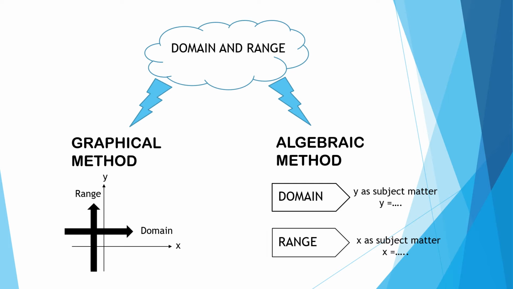To find domain and range, we have 2 methods that can be used. It is a graphical method and algebraic method. For graphical method, we just need to remember that x-axis represents the domain of the function and y-axis represents the range of the function. For algebraic method, we just need to put y as subject matter for domain and x as subject matter for range.